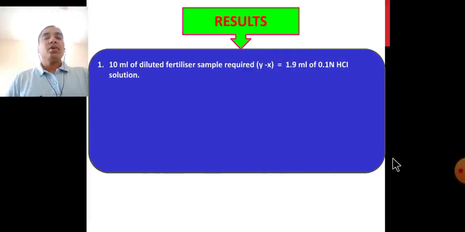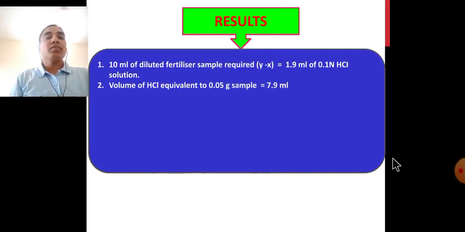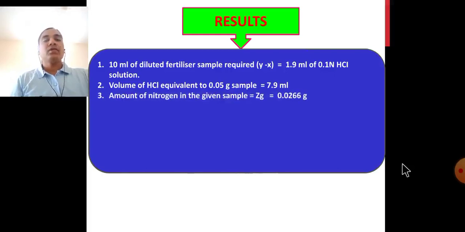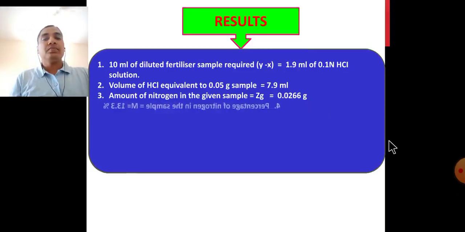Result of this experiment. First result: 10 ml of diluted fertilizer sample requires Y minus X, which is equal to 1.9 ml of the 0.1 normal HCl solution. Second result: volume of HCl equivalent to 0.05 gram sample is equal to 7.9 ml. Third result: amount of nitrogen in the given sample is equal to Z gram, that is 0.0266 gram of nitrogen in the given sample.